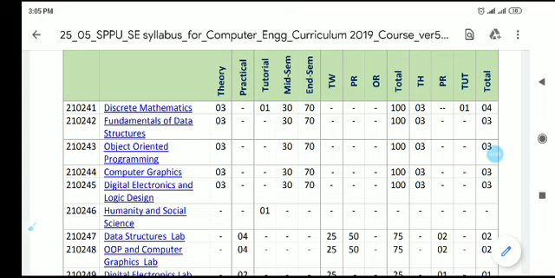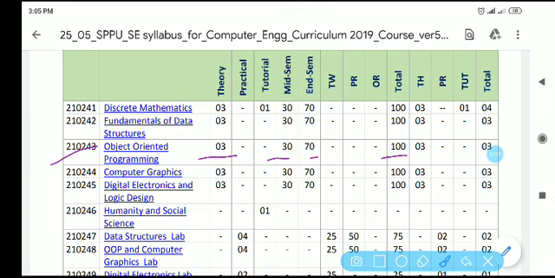Today we are going to discuss the syllabus of object oriented programming. In this subject we have three theory lectures. The pattern is a 30-70 pattern: there are 30 marks for the mid sem and 70 marks for the end sem, total 100 marks.